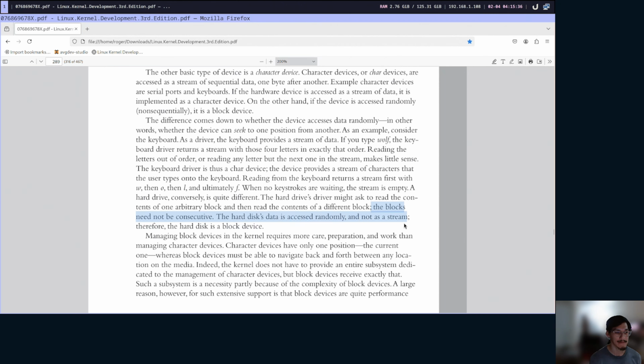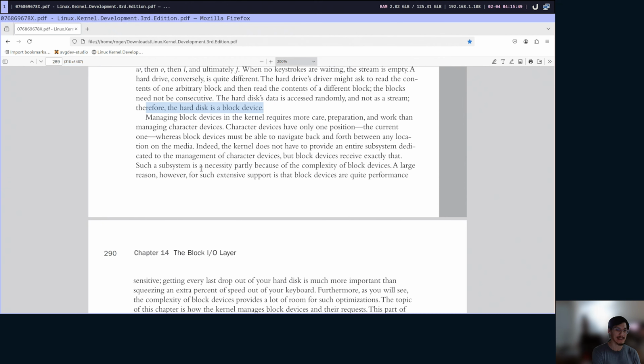I think also, just a fun fact from what I've read before, network devices like network cards are not exactly block devices or character devices. I think they're their own different type, even though it might seem like a network card could be a character device since you can't really access the data randomly. But I think it's probably more like a temporal type of thing.